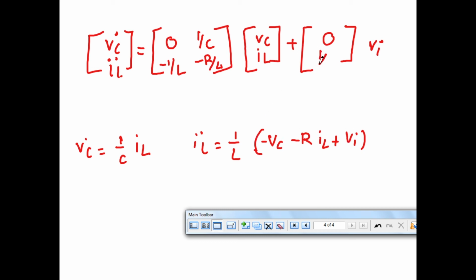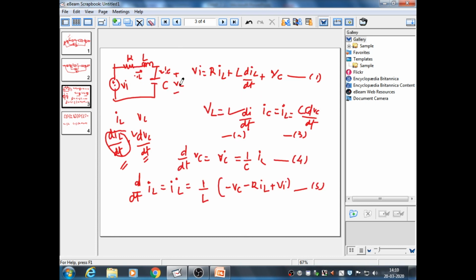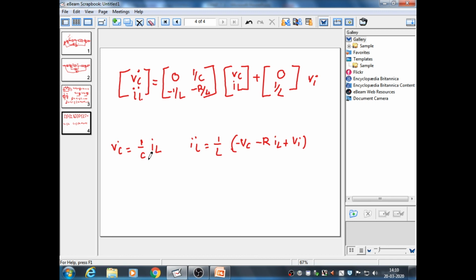So what I have to put is 1 upon L. And what is our output in our circuit? The output of our circuit was this. We have taken this circuit, and the output of the circuit was VC. So for the output of the circuit we will write VC is equal to, what was our equation?